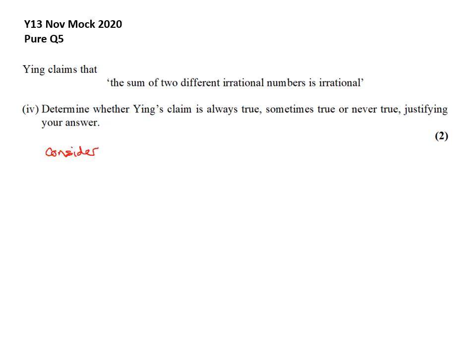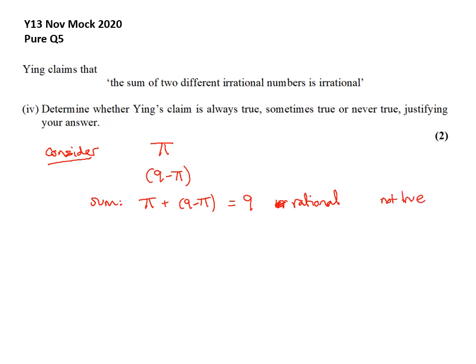Consider the two numbers. Let's say pi, an irrational number, and let's say the number 9 minus pi. These are two different irrational numbers, and if I add them together, so the sum here is pi plus 9 minus pi, and we can see my irrational parts cancel out, and I get 9, which is rational. So there I've got a case where it is not true that the sum of my two irrational numbers is irrational.